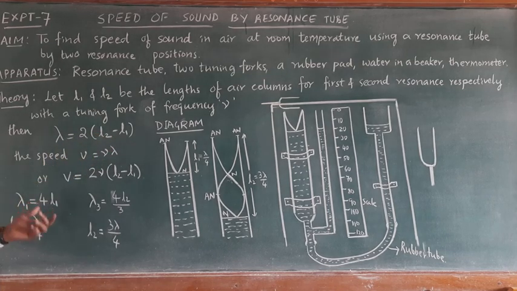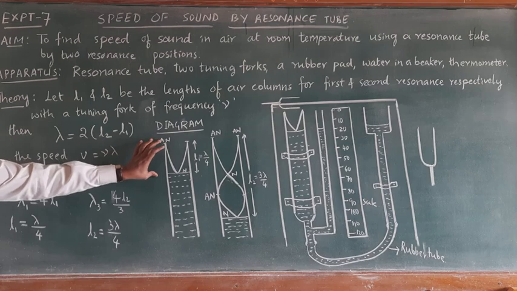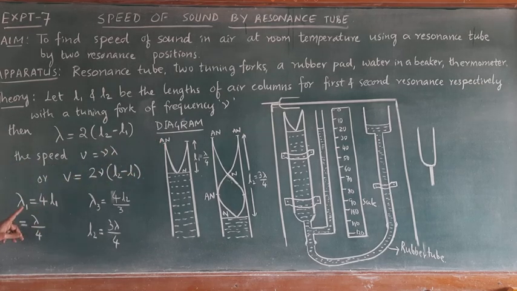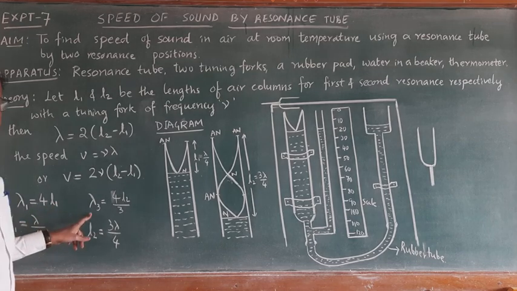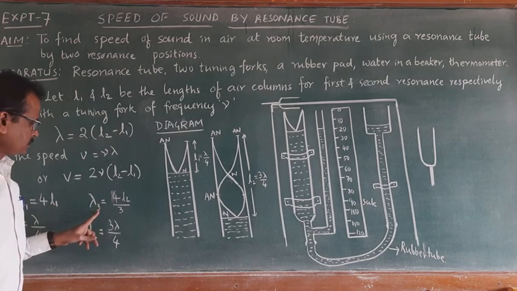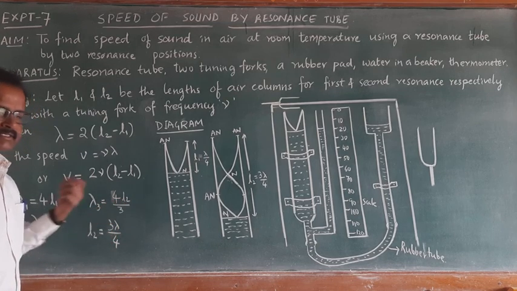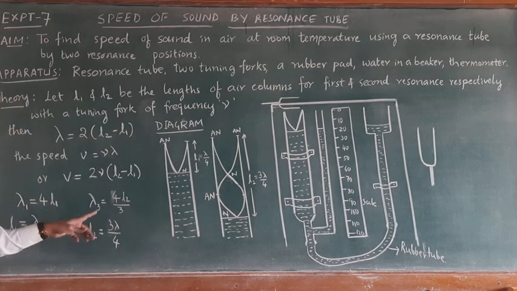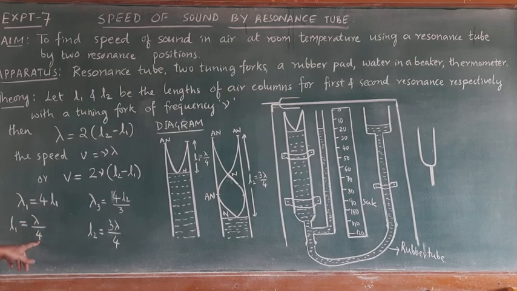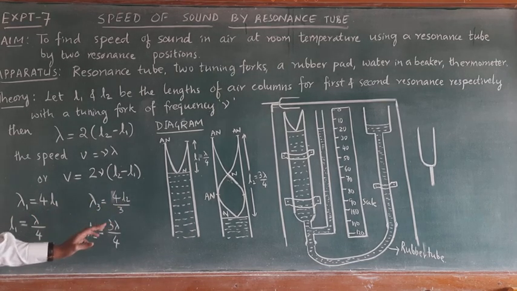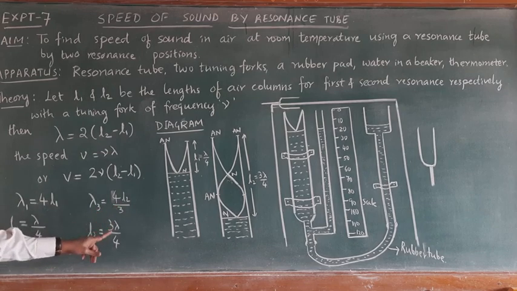Look at this. For the first harmonic, the wavelength is the fundamental wavelength. According to theory, the fundamental wavelength is given by lambda 1 equal to 4L1. And for the third harmonic, the wavelength is given by lambda 3 equal to 4L2 by 3, for which the length is L2, which we have found here. So L1 corresponds to lambda by 4, and L2 corresponds to 3 lambda by 4.